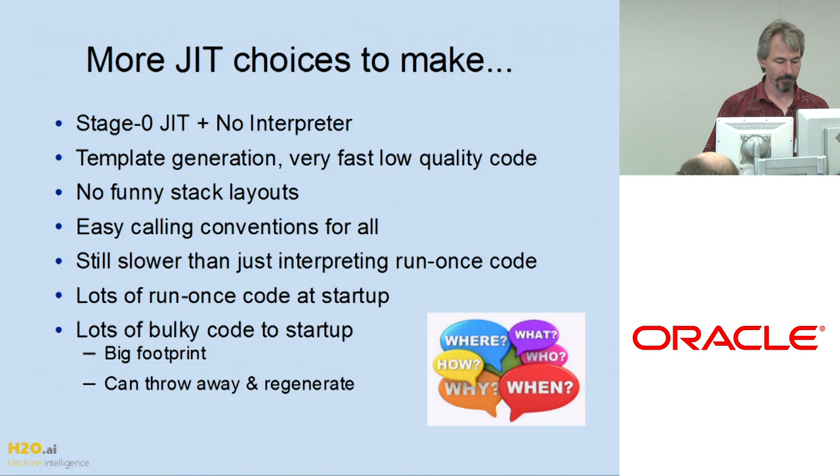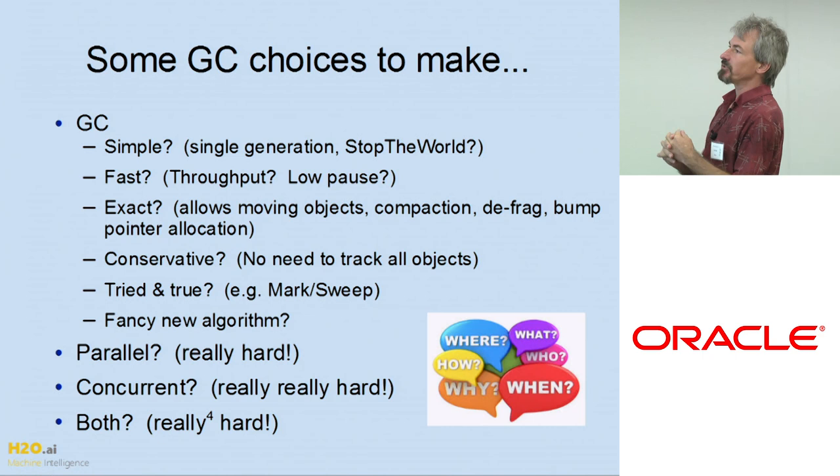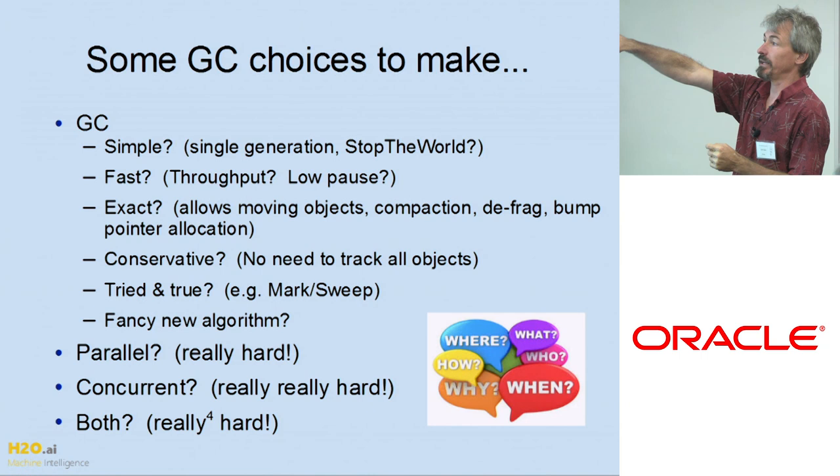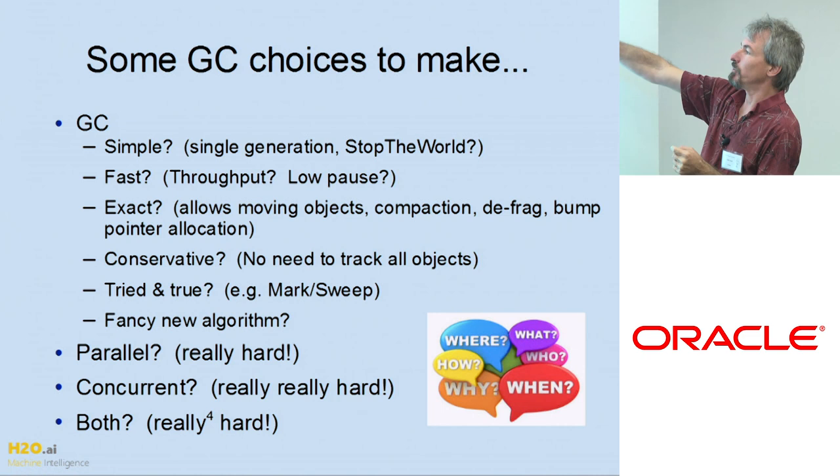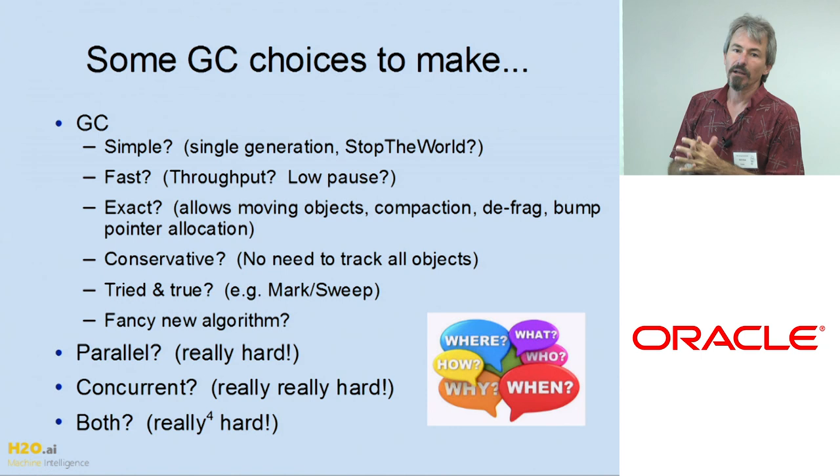Some GC choices. Simple stop the world, so HotSpot started. Fast, what does fast mean? Does it mean high throughput? Does it mean low latency? Are you going to have a moving collector, or are you going to have a conservative collector? Moving collectors let you do compacted heap, defragmentation, you can do bump pointer allocation. It has some real interesting performance gains.